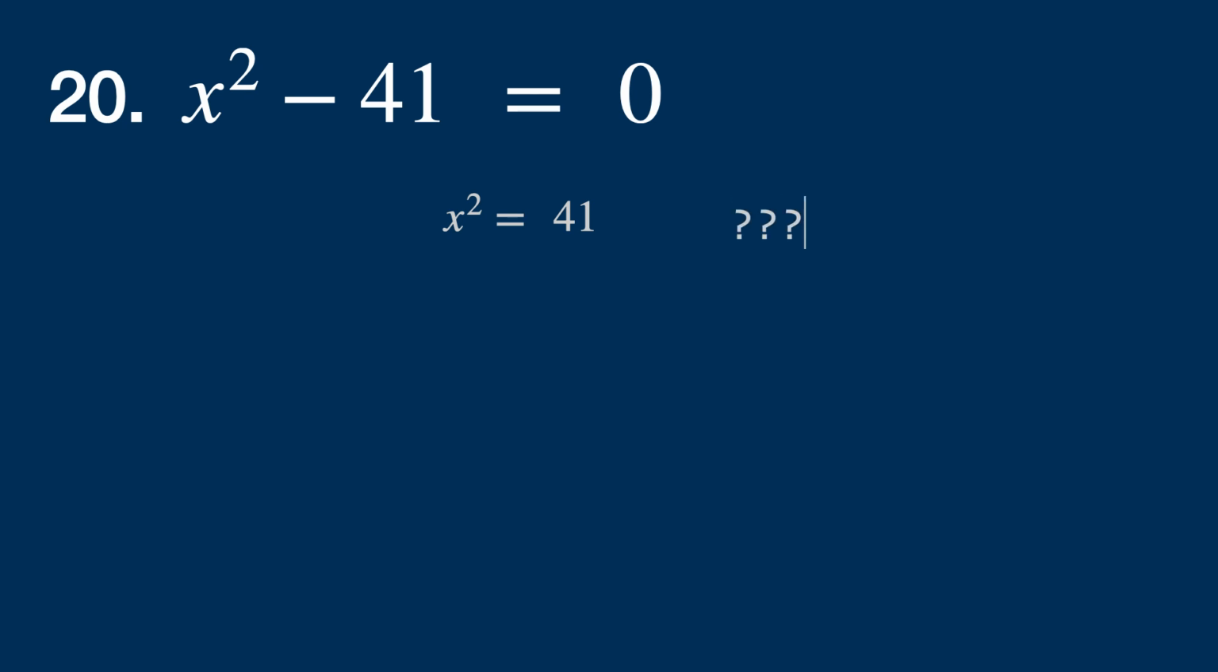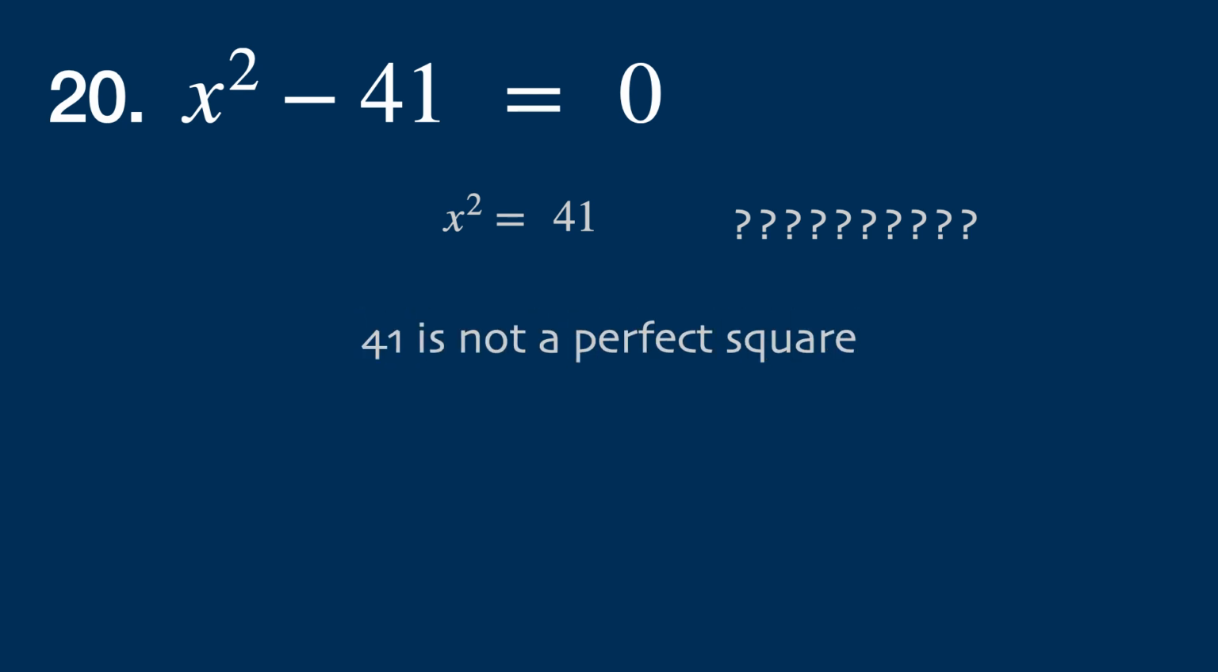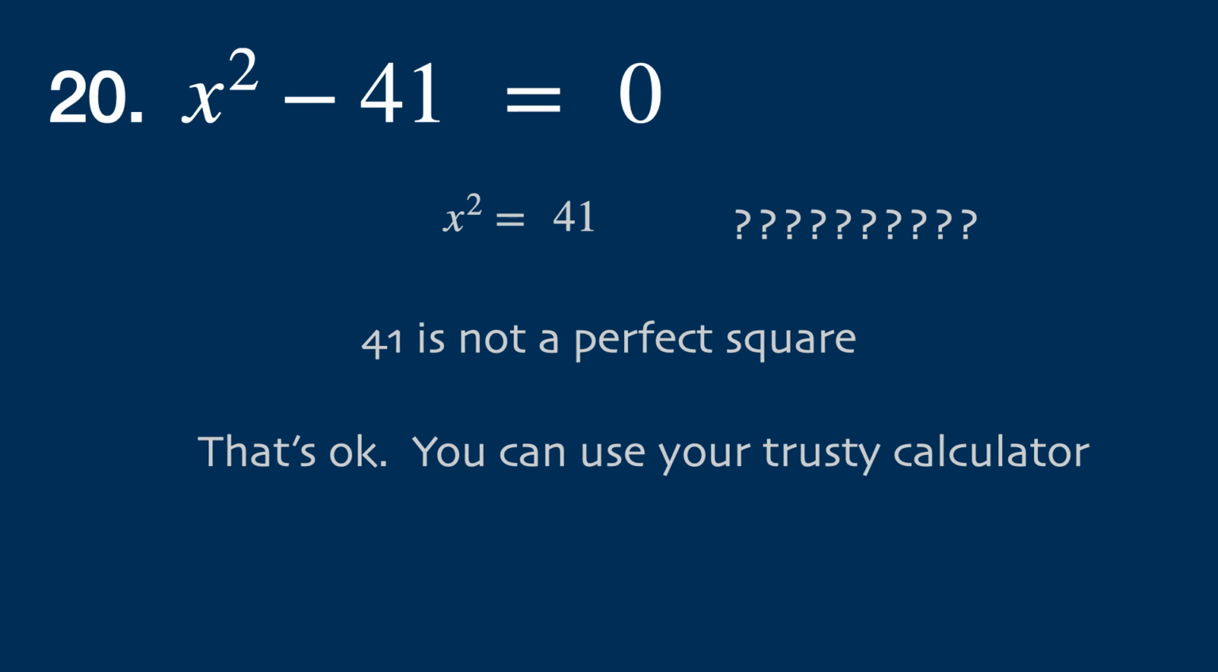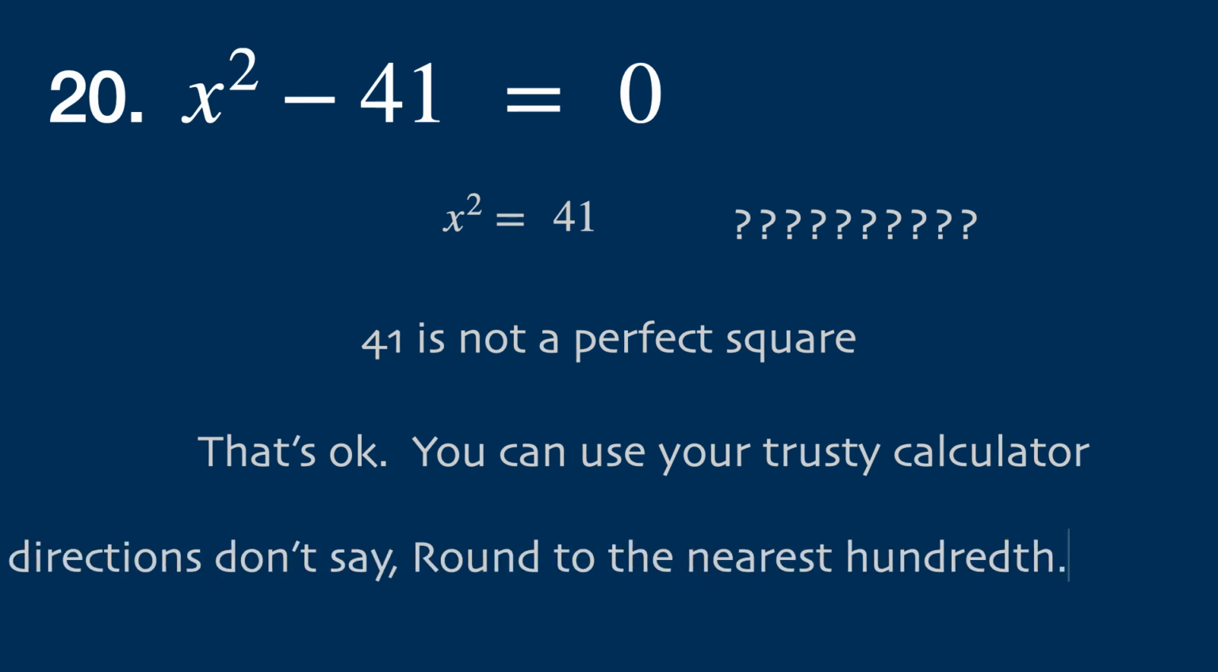Okay, so again, what do I do here? Well, I know 41 is not a perfect square, and so all I can do is take the square root of both sides, and then I can use the calculator to take the square root and find the answer. So right now, would you go ahead and take the square root of 41? All right, when you do that, you should get a bigger number, okay?